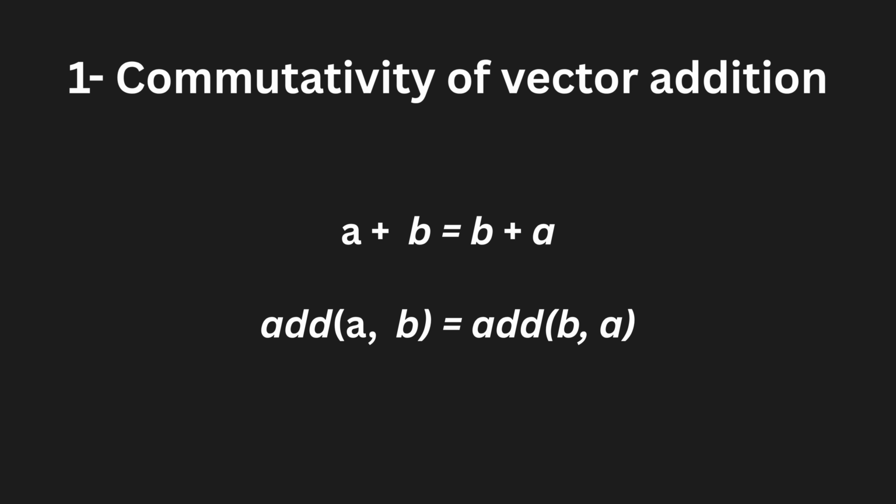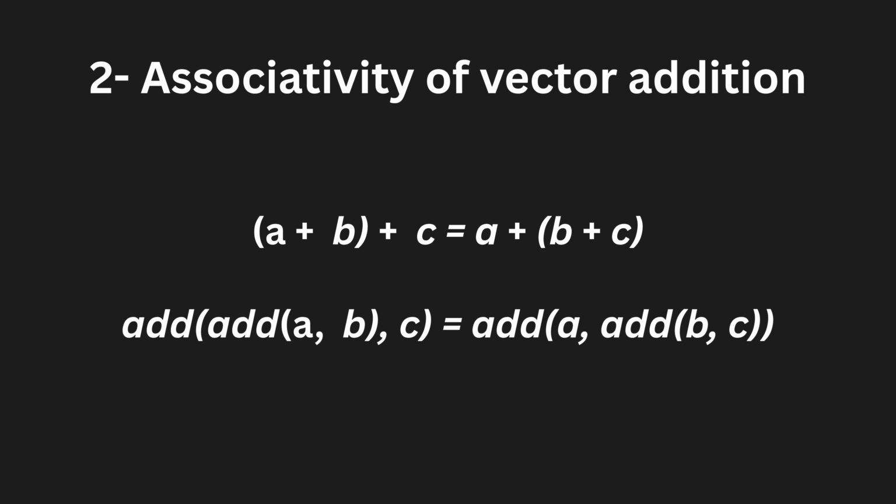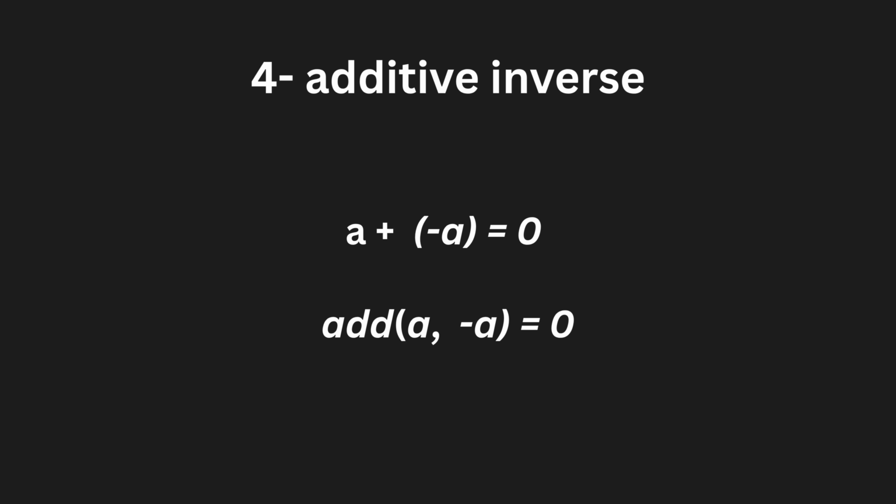Commutativity of vector addition. Vector A added to vector B is the same as adding vector B to vector A. Associativity of vector addition. Adding 3 vectors A, B, C is the same no matter the order you start the addition with. Additive identity. Adding vector A to a vector 0 outputs an identical vector A. Additive inverse. Adding vector A to its opposite will result in vector 0.